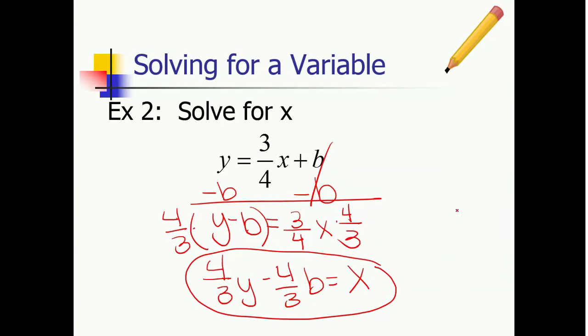This would have also worked. This is an also possible answer that I would accept on a test. Okay? Either of the two circled answers I would accept.